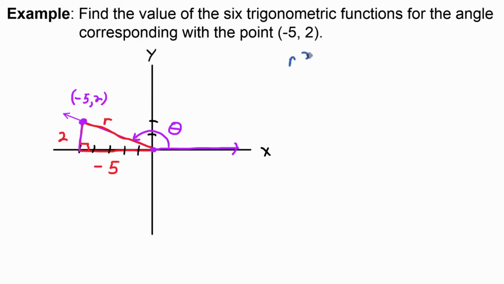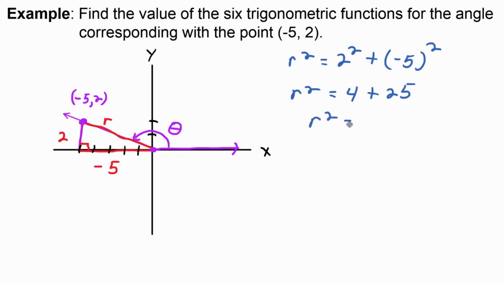r squared is equal to 2 squared plus (-5) squared. Or r squared equals 4, and (-5) squared is 25. So 4 plus 25 is r squared, so r squared is 29. And r is, we're always going to take the positive root for r. So just take the positive square root of both sides of that r squared statement and get r is the square root of 29.